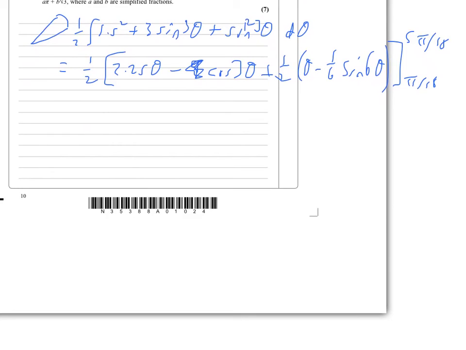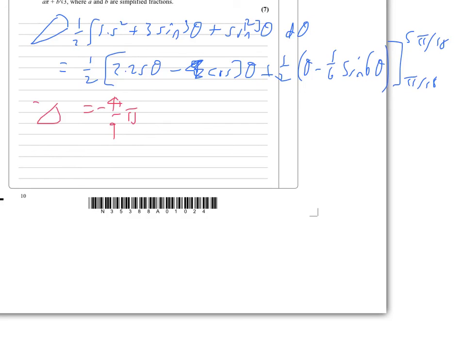And from that we need to subtract the red bit, and the red bit in the diagram above, let's say it's from pi by 18 to 5 pi by 18, so it's 4 pi by 18 of a circle. 4 pi by 18 is 1/9 of a circle, so 1/9 pi r squared, which is 1/9 pi times r squared, which is 4/9 of pi then, and that we're going to subtract.